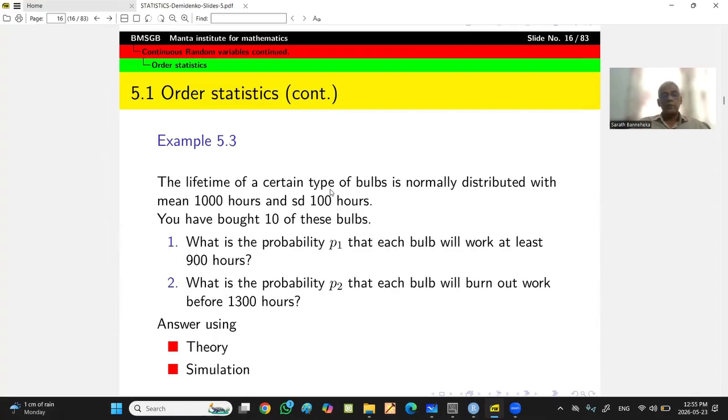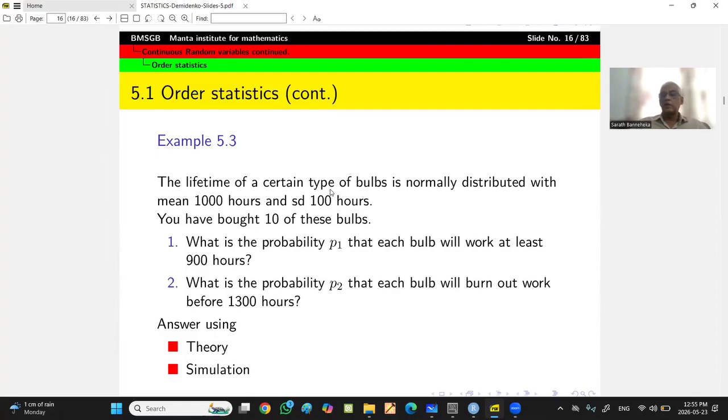What is the probability P1 that each bulb will work at least 900 hours? And the second question, what is the probability P2 that each bulb will burn out before 1300 hours? Answer using theory as well as using simulation. We can answer these two questions using theory and simulation.